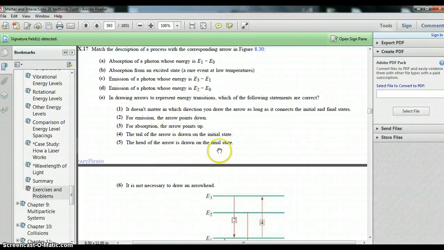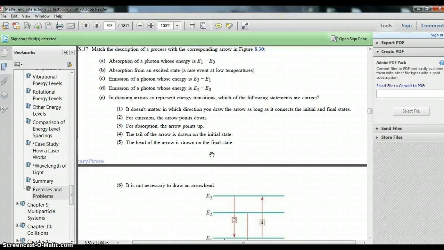Part E asks to identify the true statements. Number 1 is not true because it does matter in which direction you draw the arrow, because it tells whether it's absorption or emission. Number 2 and 3 are both true. Emission, arrow points down. Absorption, arrow points up.